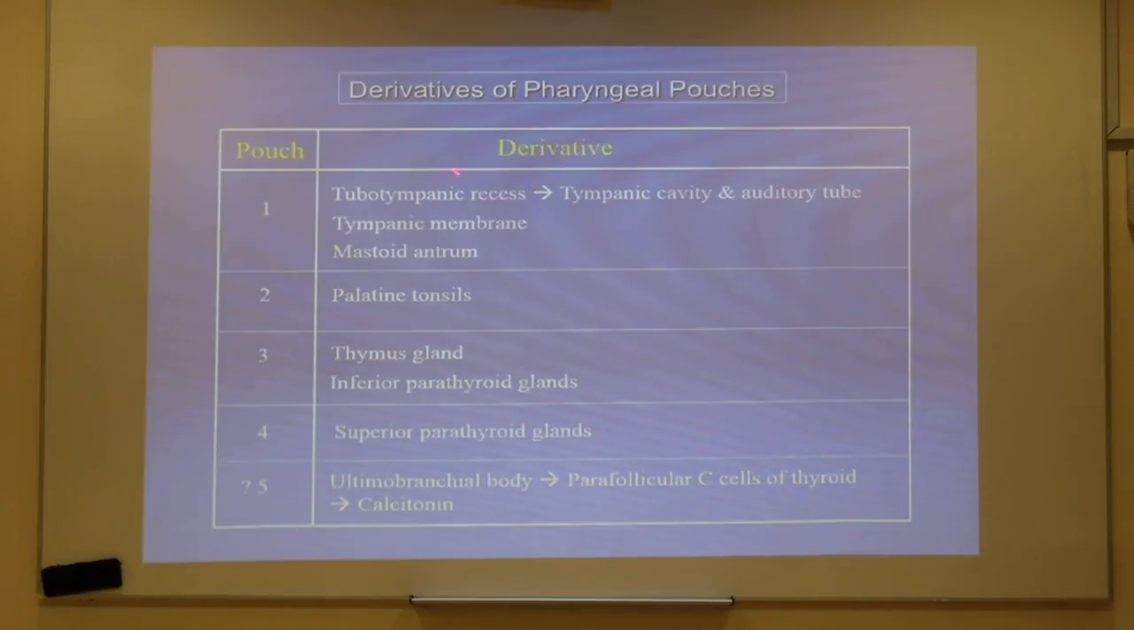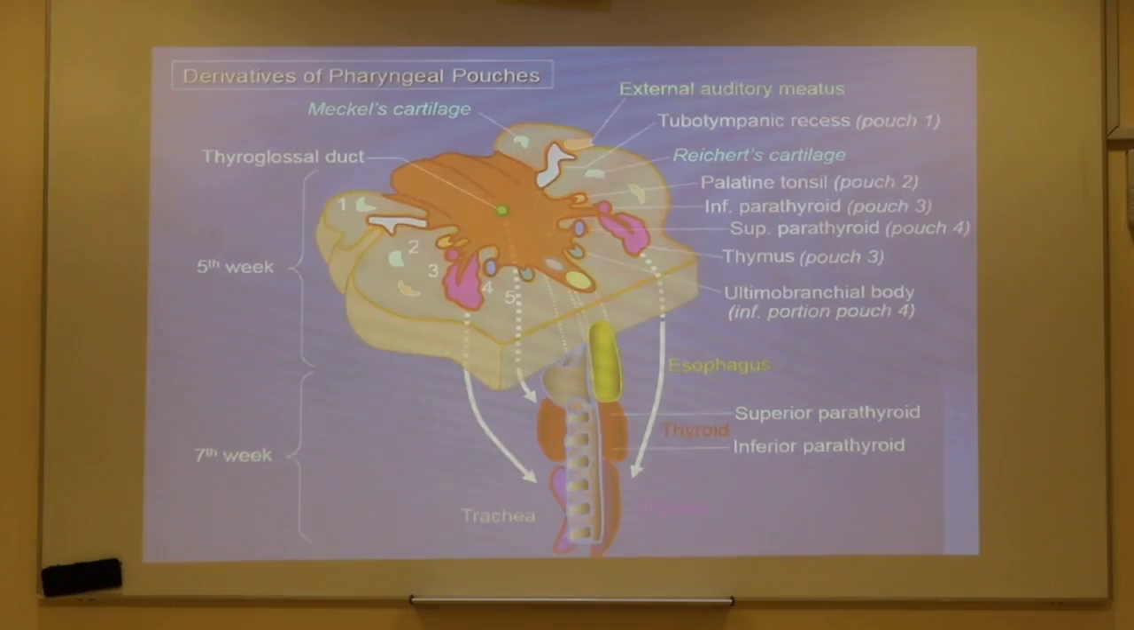The first pouch is going to give rise to the tubotympanic recess, which gives the auditory tube and the tympanic cavity and the mastoid antrum. The second pouch is the palatine tonsil. The third pouch is going to give rise to the thymus and the inferior parathyroid. The fourth pouch is going to give rise to the superior parathyroid, and the lower part of it is going to give rise to the ultimobranchial body, which gives rise to the parafollicular cells or the C cells of the thyroid gland.